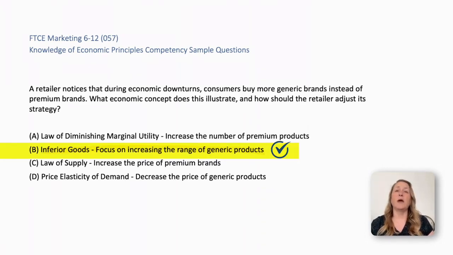The behavior described illustrates the concept of inferior goods, which are goods that see increased demand when consumer incomes fall. In an economic downturn, consumers might shift towards more affordable options like generic brands. The retailer should adjust its strategy by increasing the range of generic products to meet this increased demand.